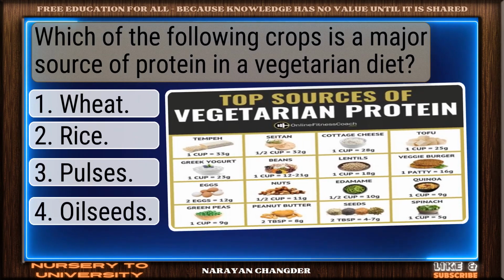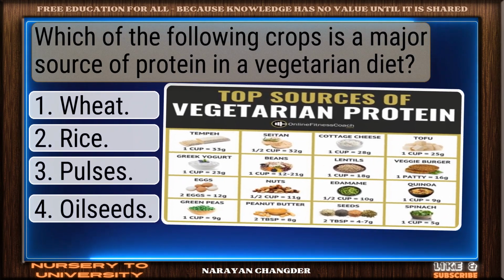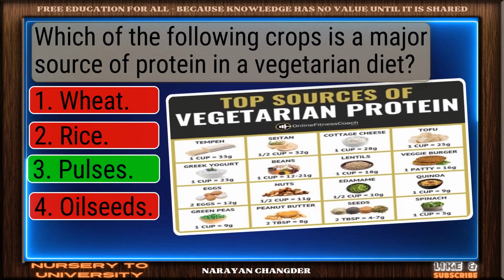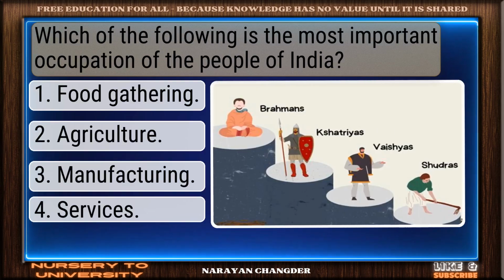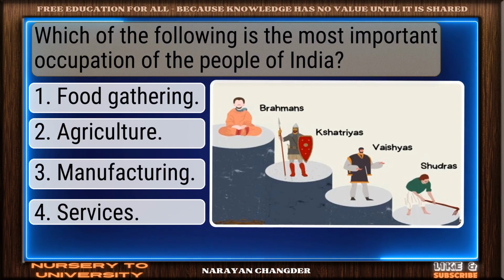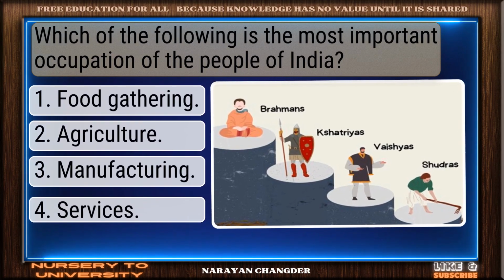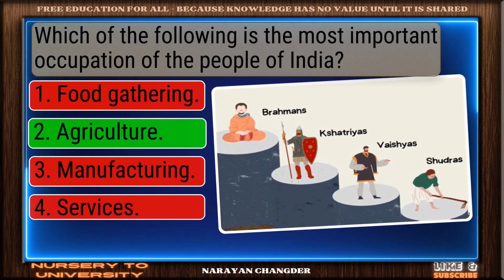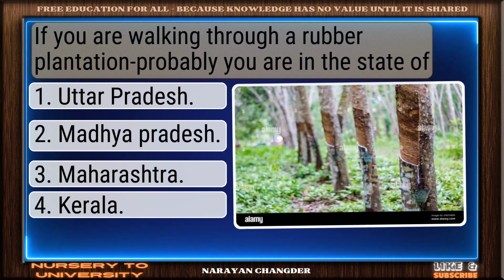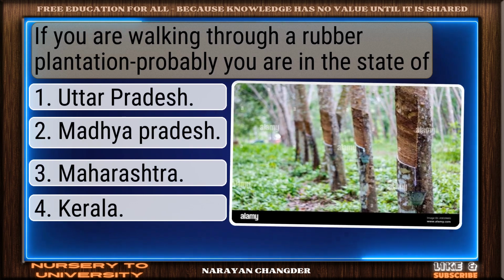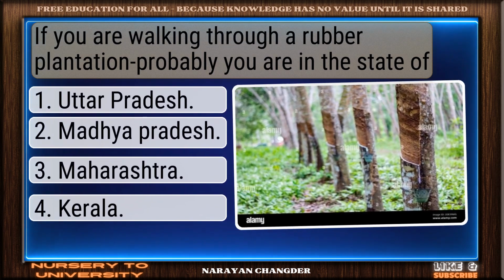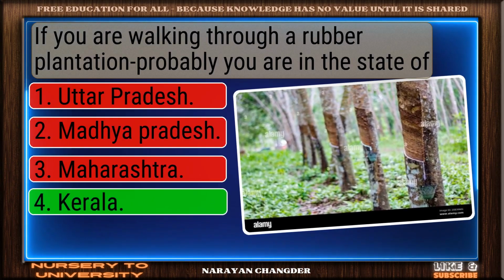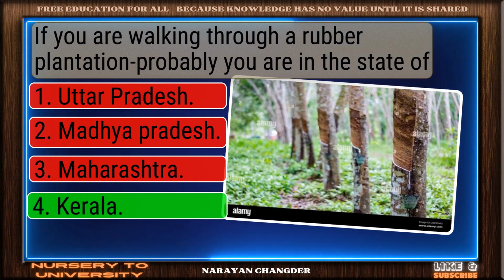Which of the following crops is a major source of protein in a vegetarian diet? Right again. Pulses is valid. Which of the following is the most important occupation of the people of India? Valid point. Agriculture is true. If you are walking through a rubber plantation, probably you are in the state of. Sharp thinking. Kerala is right.